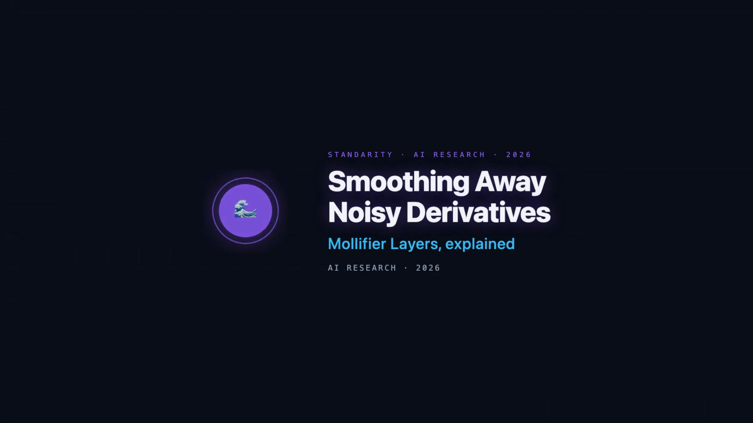In 2026, a Penn Engineering team offered a fix drawn from 1940s mathematics. They call it Mollifier Layers. Let's unpack what it swaps out and why it matters.